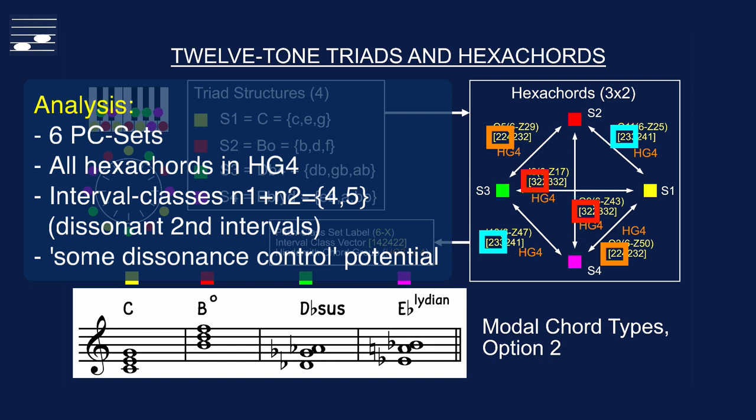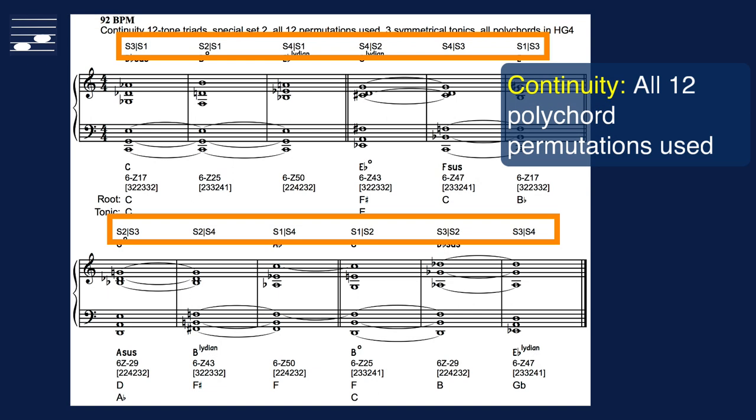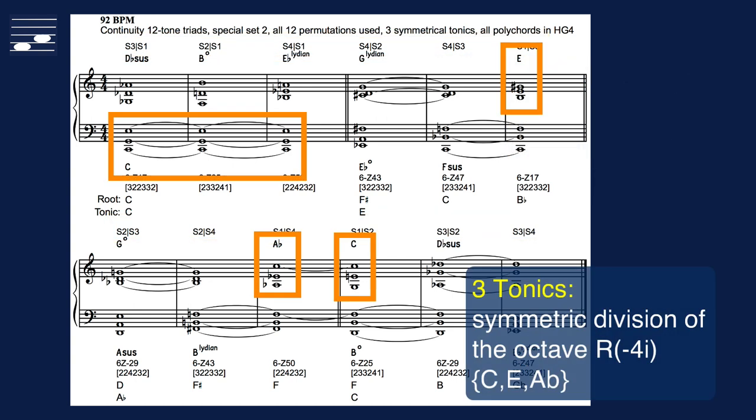The subtle difference lies in the number of minor and major second intervals in the set, and that property yields limited dissonance control potential when creating a chord progression. You'll now see a chord continuity for set number 2, using all 12 polychord stacking permutations, and after 3 permutations there is a change of tonic based on the symmetric octave division into roots C, E and A flat.